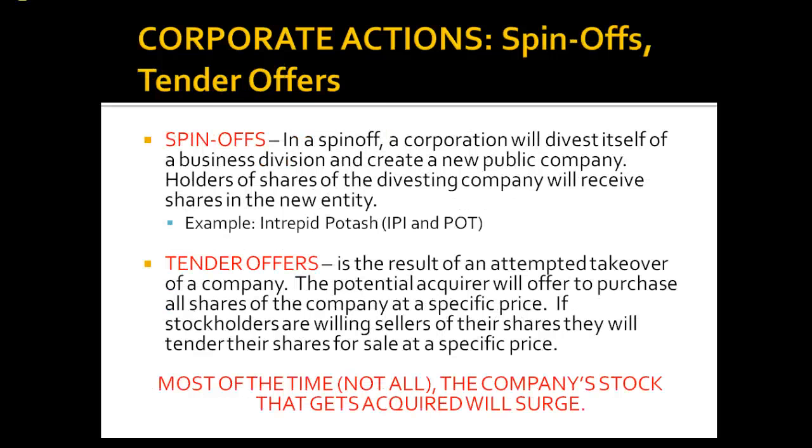And then there's also spin-offs and tender offers. In a spin-off, a corporation will divest itself of a business division and create a new public company. So holders of the shares of the divesting company will receive shares in the new entity. This happened to me when I was heavily invested in Potash, P-O-T. And Potash did a spin-off and separated their potash business into a separate company called Intrepid Potash, trading under IPI.